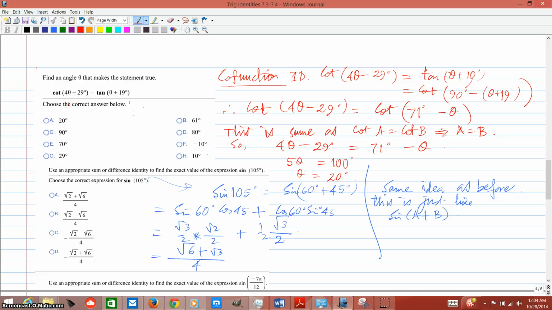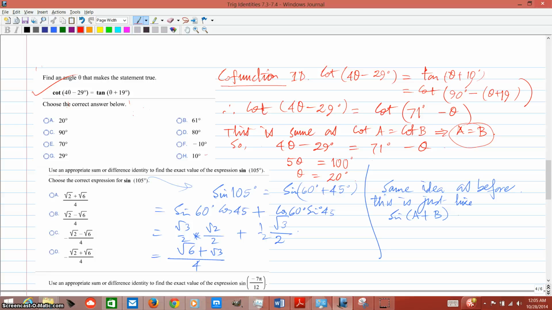Okay, a similar example. This one looks a little more complicated, but it's no different than the previous one. So you just write down cotangent of whatever that was, and on the right hand side, instead of tangent, I'll convert that to cotangent and subtract it from 90 degrees. My purpose is to write it in such a way that it is cotangent A equals cotangent B, which will indicate that angle A equals angle B, and that's how I will solve for angle theta. The very next problem is sine of 105.